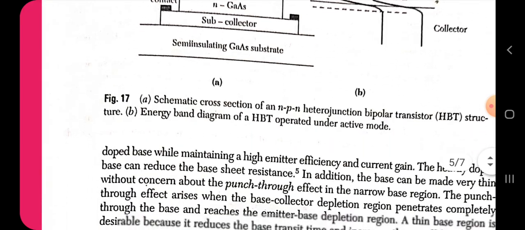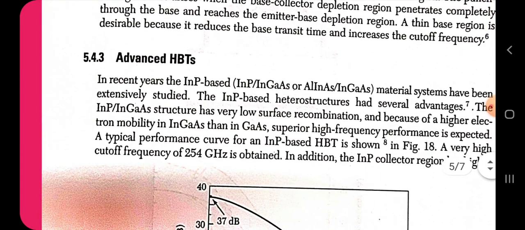Now we talk about the advanced HBTs. In recent years, the indium phosphide based materials, the indium phosphide/indium gallium arsenide or indium aluminum arsenide/indium gallium arsenide materials, have become extensively used. In the indium phosphide based heterostructures, we have several advantages. The indium phosphide and indium gallium arsenide structure has very low surface recombination, and because of a higher electron mobility in the indium gallium arsenide than in gallium arsenide, a superior high frequency performance is expected.